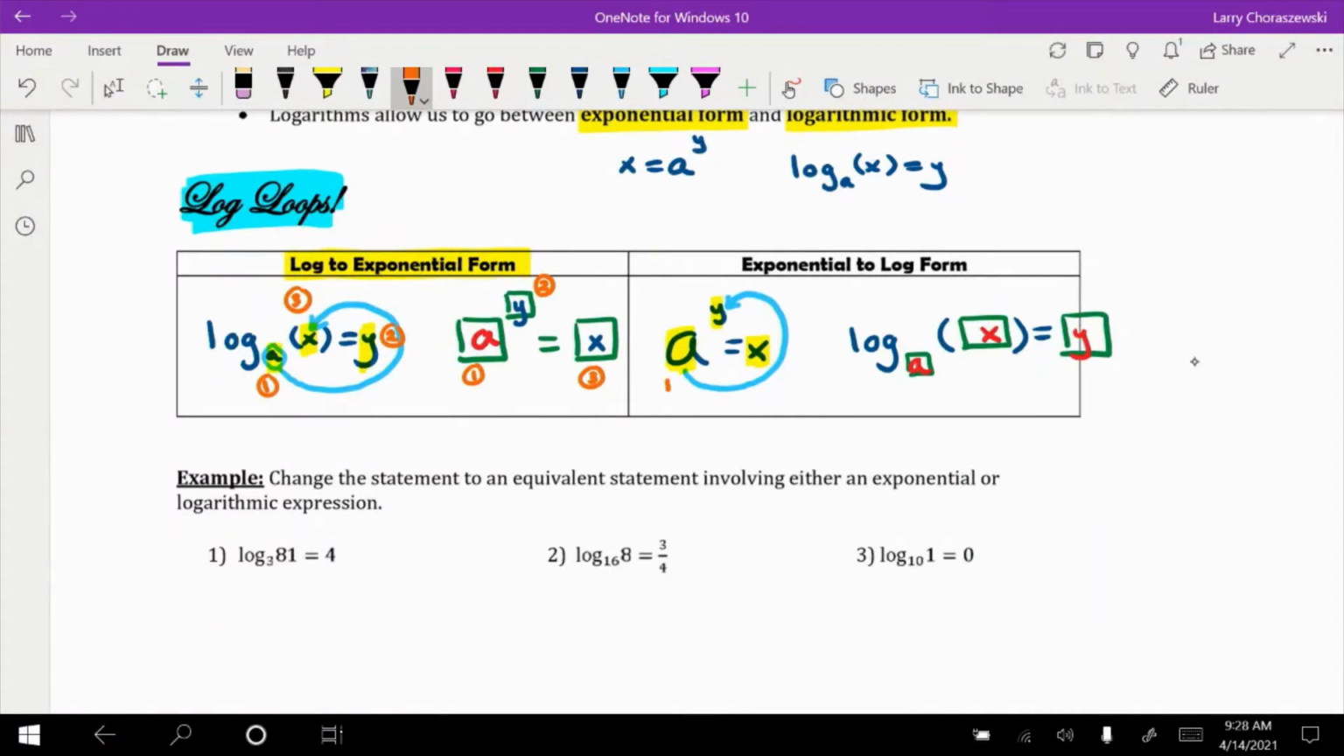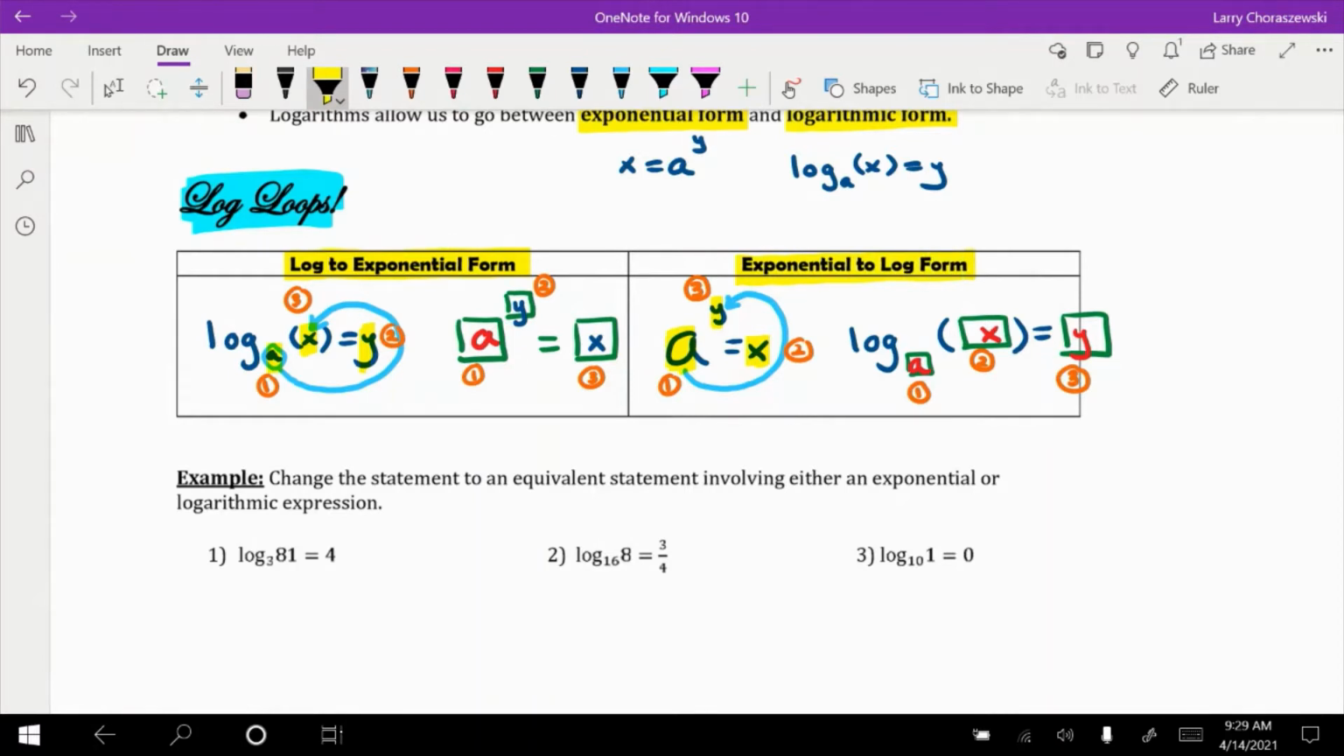Okay, so we start at the base. That's the base of our log. We wrap around the item on the right-hand side. In this case, it's x. That's going to be the argument. And then we finish off in the exponent, and that's what the log is going to equal. So logarithms are nothing more than just a different way of writing an exponent. Okay, so that's how we go from exponential to log form.